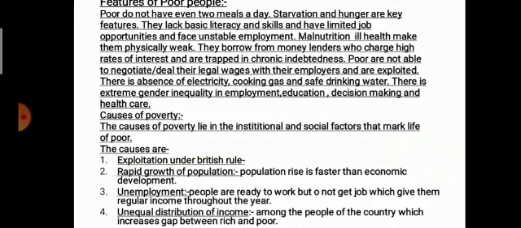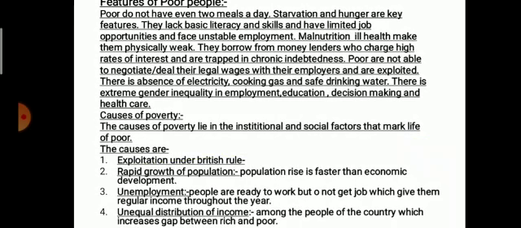Garibi. Unemployment, third one, people are ready to work but do not get jobs. That should be jobs which give them regular income throughout the year. There is unemployment. Why? Because the development process is slower than the growth rate of population. Population is more, so all the people cannot be employed.